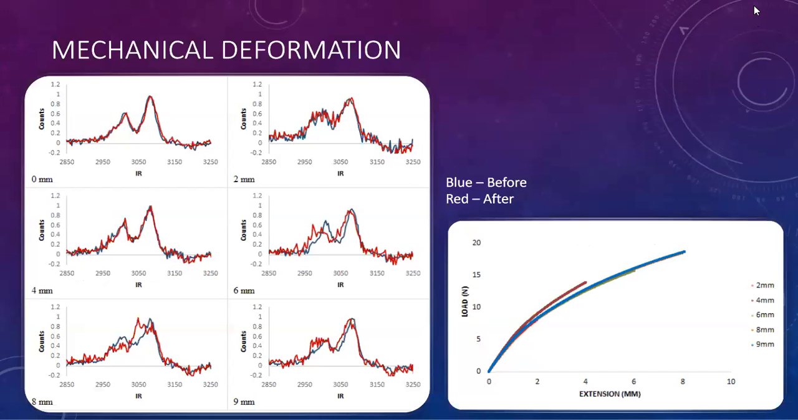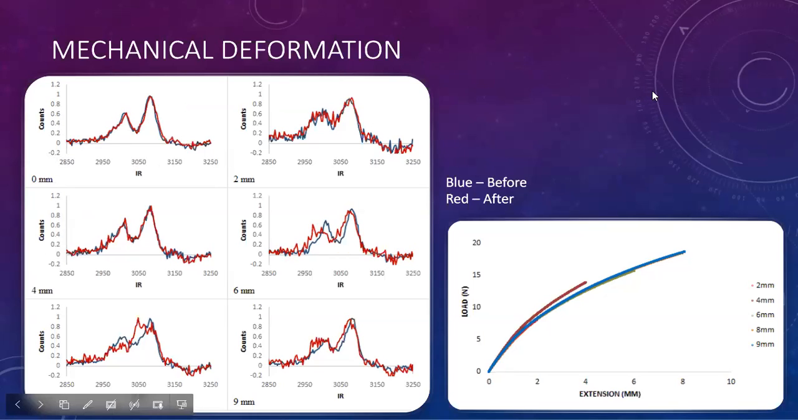So the first thing we looked at was what happens to the sample if it is mechanically deformed. Here we have the spectrum from our SFG. We have the counts, which are all normalized to 1, and our generated IR wavelength as the x-axis. Each of these spectra shows before and after, before being blue and red being after a tensile test. Our first one's 0 millimeters, then 2, 4, 6, 8, 9.